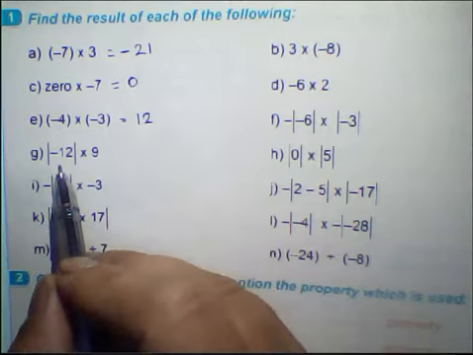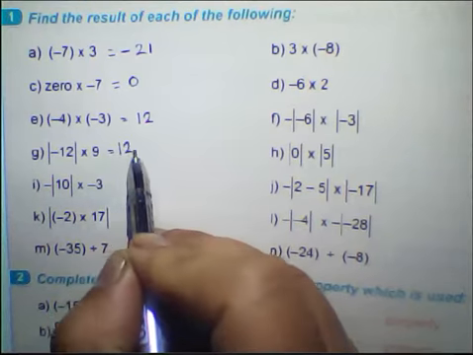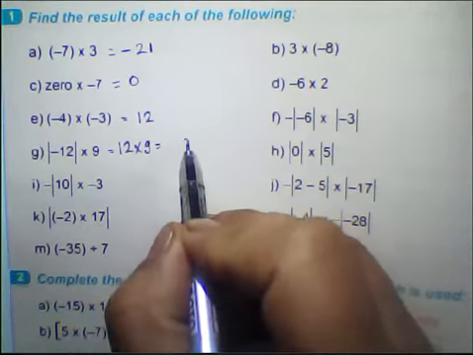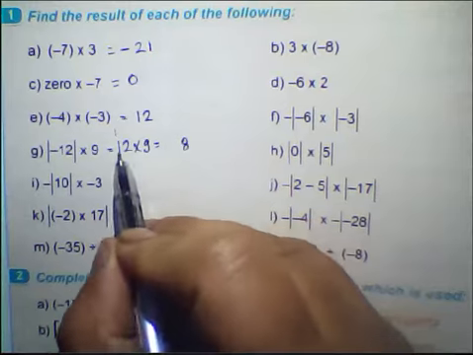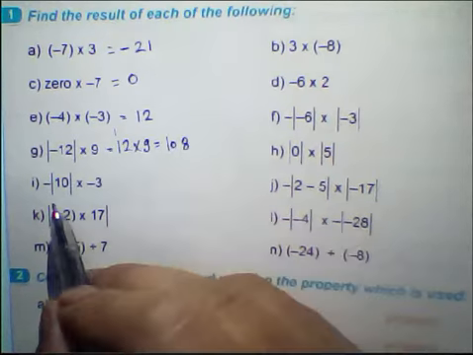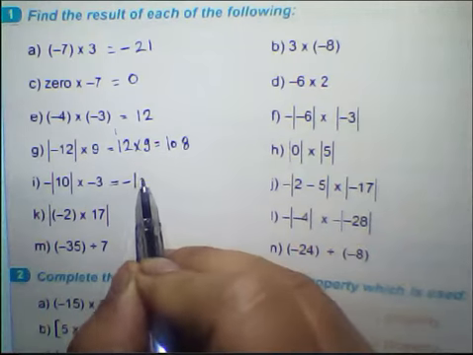The absolute value of negative 12 multiply 9 equal 12 multiply 9. 2 times 9 equal 18. 8 and the carry of 1. 1 times 9 equal 9 plus 1 equal 10. The result will be 108. Negative absolute value of 10 equal negative 10.